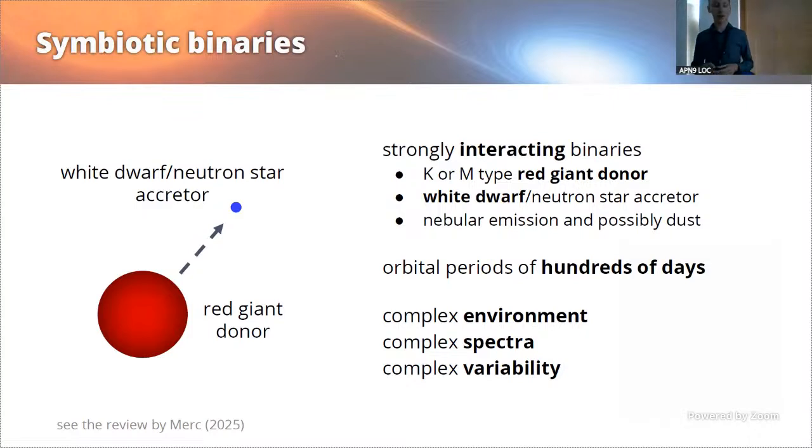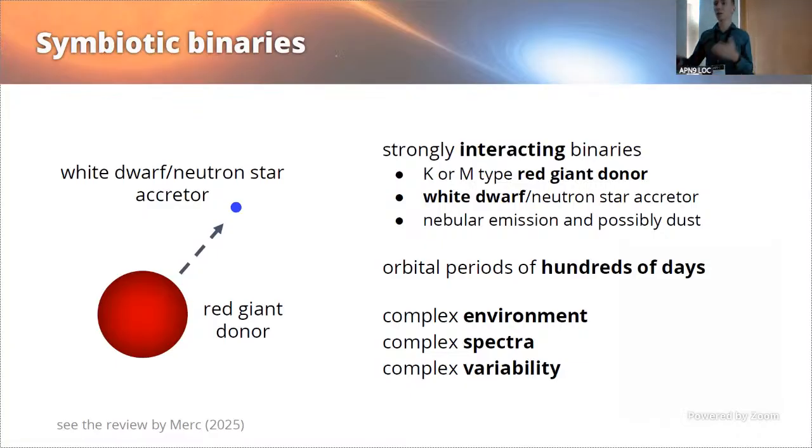You have a nebular emission, you have dust. And also important about symbiotic stars, and that's important for the search, and I will be talking about searching for symbiotic stars as well, is that these are very wide systems with orbital periods of hundreds of days up to tens of years. And they're complex.